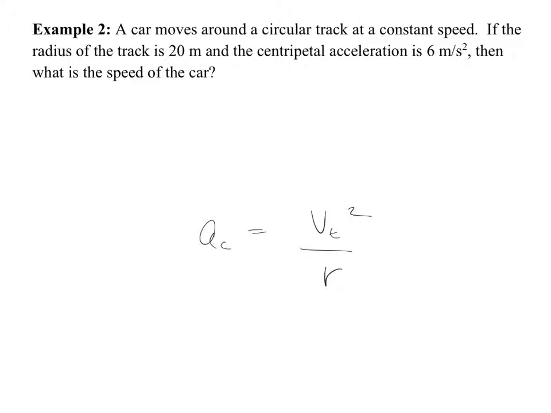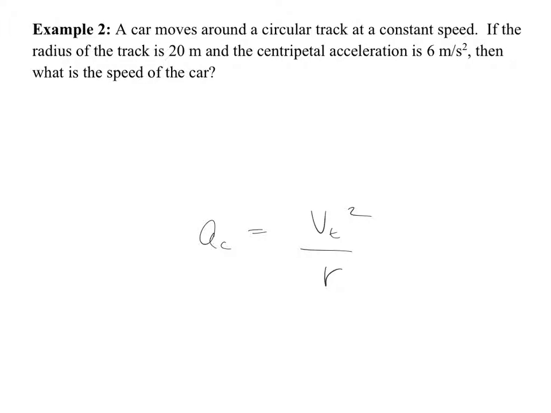NASCAR drivers, when they go around those turns, do feel several multiples of Earth's gravitational pull because they go so fast at such a low radius too. Because if I decrease the radius, remember, how are these related? What's the word for that? Indirectly. So if I decrease the radius, what am I doing to the acceleration? Increasing it. Remember, these are always indirectly related in formulas. If this goes down, this goes up. So NASCAR has small turning radius and high velocity, so lots of acceleration.